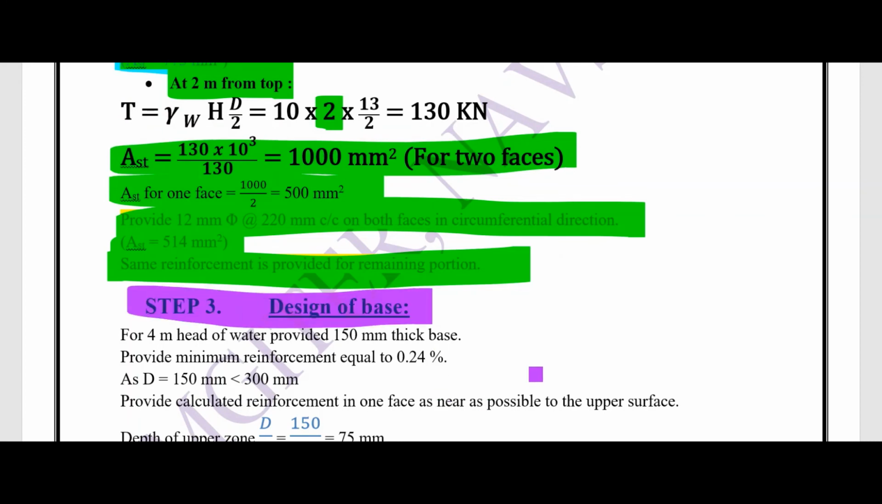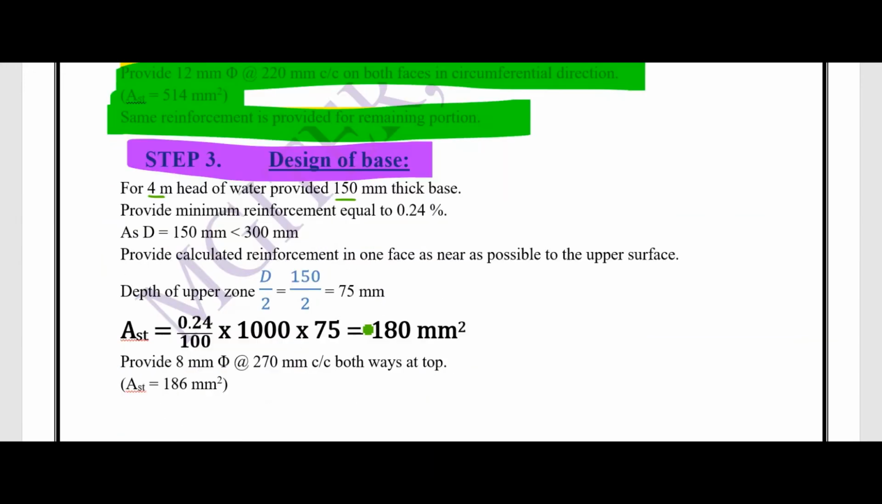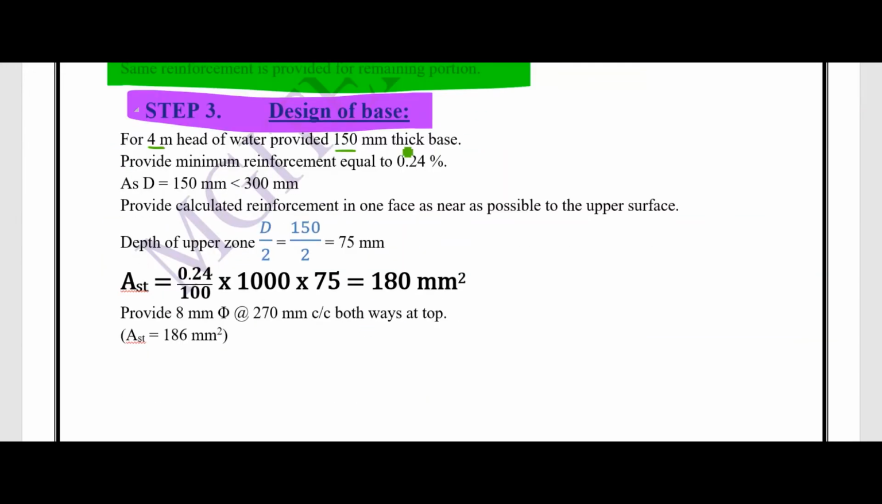Design of base. We are going to design for a 4 meter head of water, providing a 150 mm thick base. For the 4 meter head of water, the thickness of the base is 150 mm. So provide the equal requirement of 0.24 percentage. AST is 0.24 divided by 100, 1000 means 1 meter, and 75 mm thickness. So 180 mm square. Why is this 75?